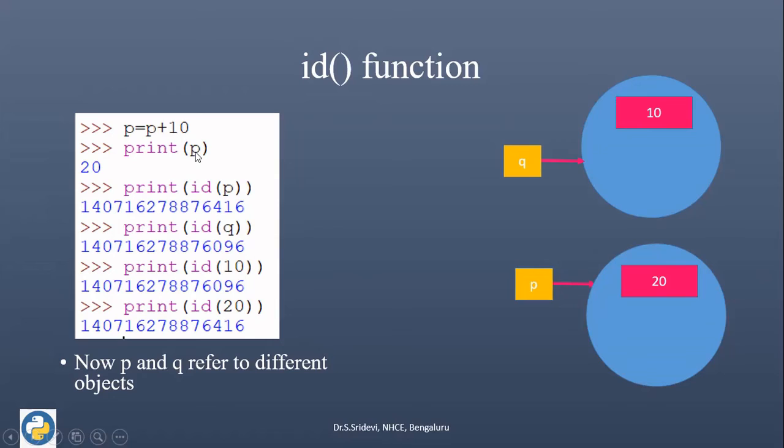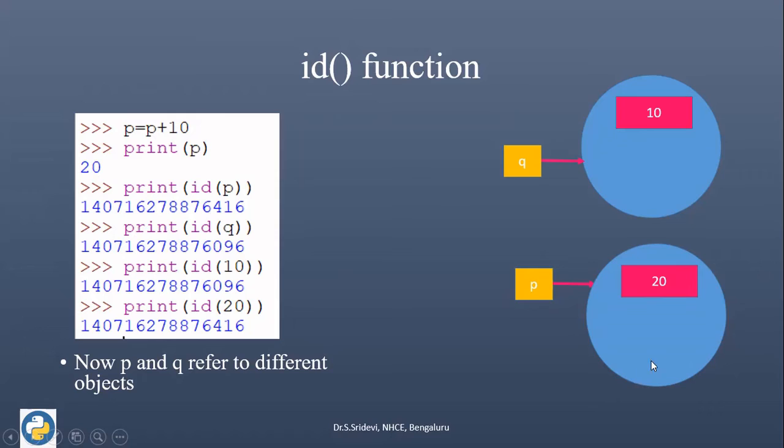And when we call print of p, the value 20 will be printed. If we write simply p plus 10, then p will be referring to the same object only, but here I am writing p is equal to p plus 10. Therefore, the value 20 will be stored in p. That means a new object is created, and p is now referring to that object. And when we print the ID of p, we will be getting the ID of this particular object.